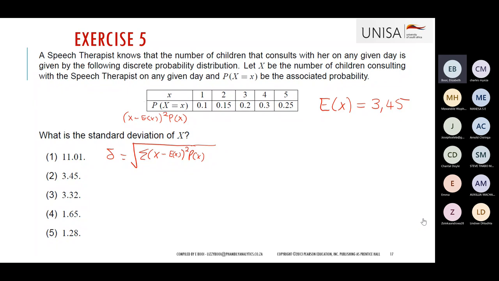Manisa, did you take the square root of the answer, or did you keep all the decimals as well? Because if you didn't keep all the decimals, you might not get the answer. If you didn't take the square root of the answer, you might also not get the answer. So just double check those things.